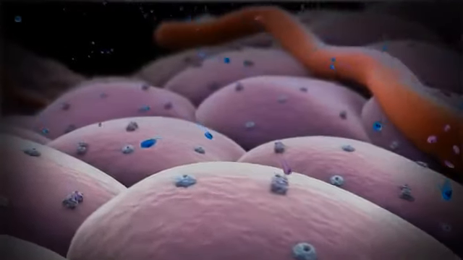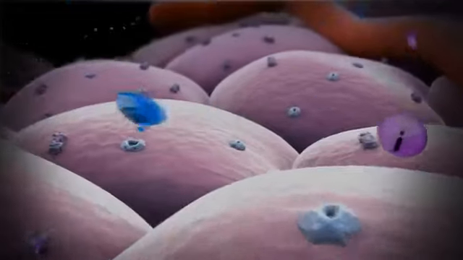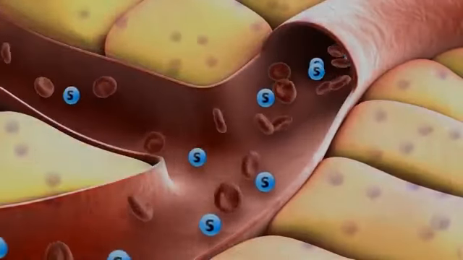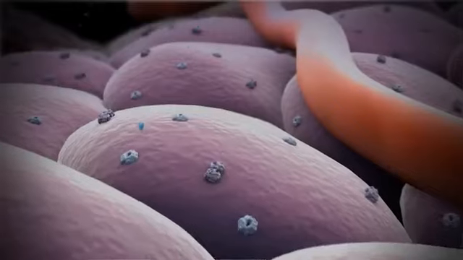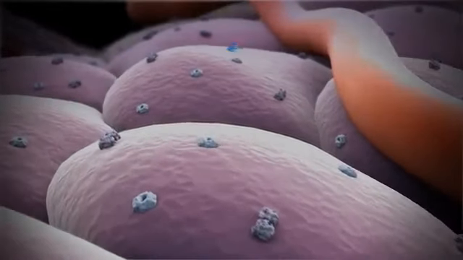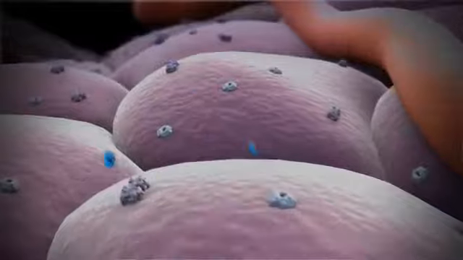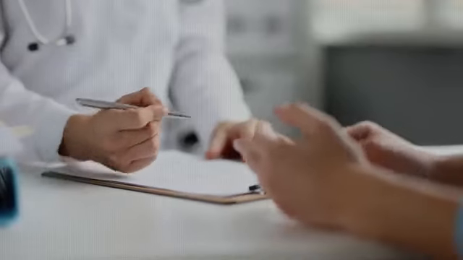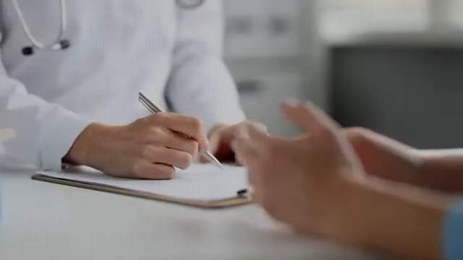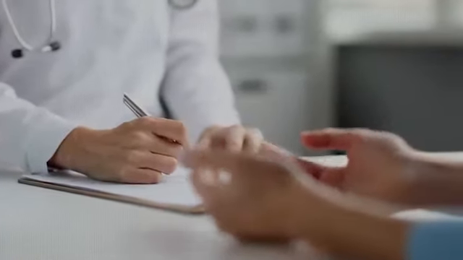Genetics plays a significant role in type 2 diabetes. Individuals with a family history of the condition may have a higher risk of developing it themselves. However, genetics alone does not determine the onset of type 2 diabetes. Lifestyle choices, including dietary habits, physical activity, and overall health, contribute significantly to its development.